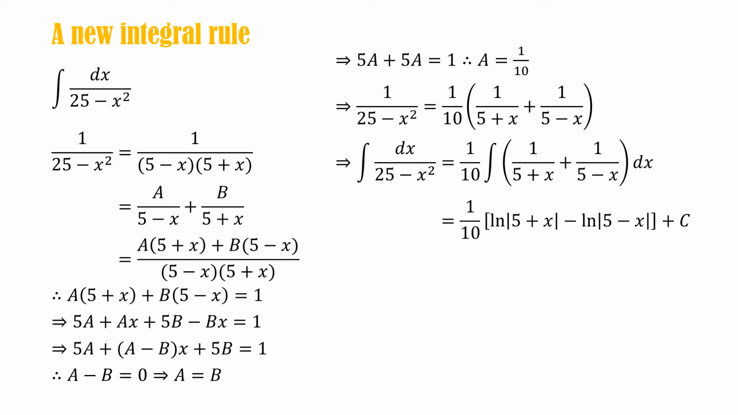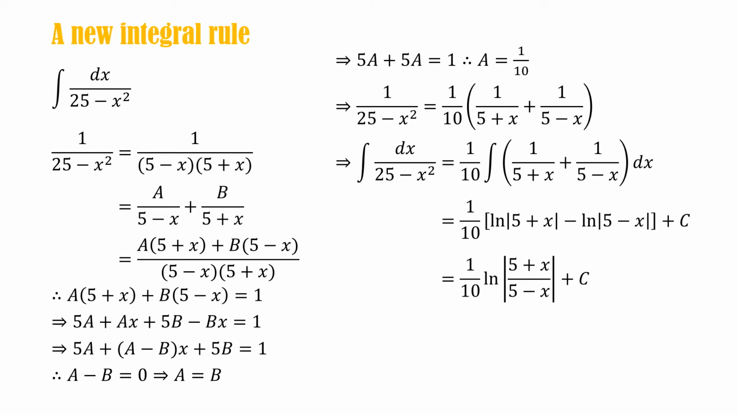Now, if we remember our log laws, if I've got the log of something minus the log of something else, well, it's just going to be a division, right? So what we've really got there is the natural log of 5 plus x over 5 minus x. Again, plus our constant on the end.